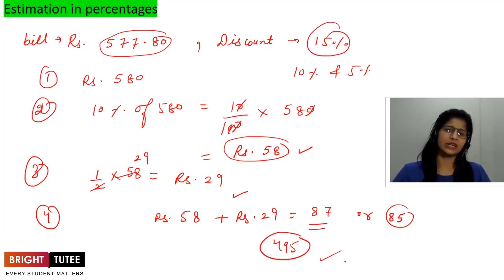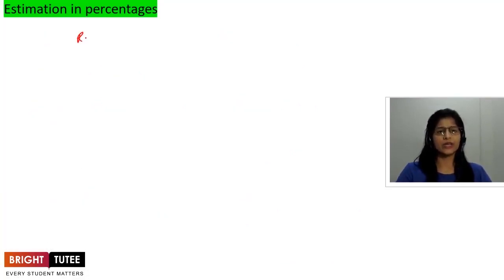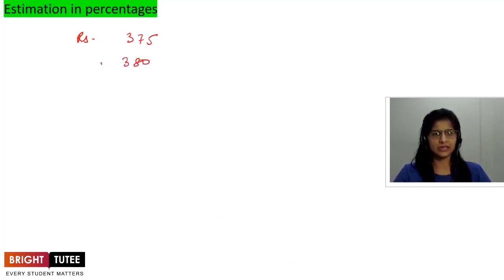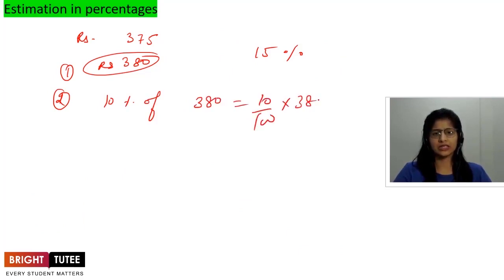Let's take one more example to understand it. Suppose you have rupees 375. To the nearest 10, it will be rupees 380, right? And the shopkeeper is giving you a 15% discount on it. So the first step is you have estimated, the second step you calculate 10% of 380. How much will that be? 10 upon 100 into 380. The zeros will get cancelled. We get rupees 38.